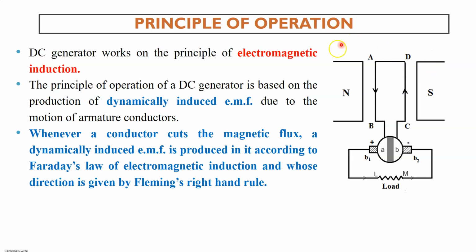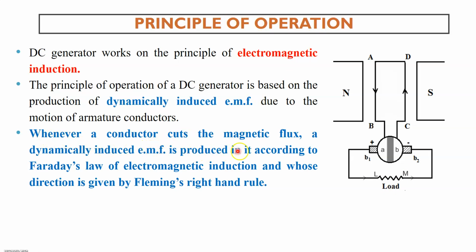So this is the schematic representation of a DC generator. N and S are the north and south poles respectively. This can be either an electromagnet or a permanent magnet. This ABCD represents the coil, A and B are commutator segments, and P1 and P2 are the brushes. This is a load.